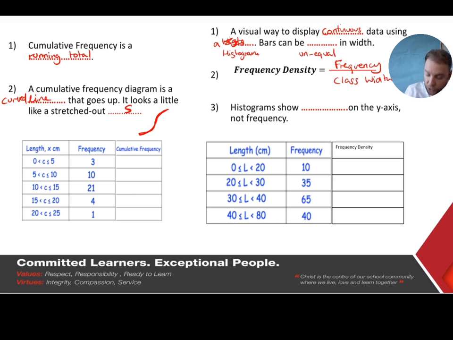And a histogram shows the frequency density here on the y-axis. Now that's really important. We'll come back to that in a little second. Now the reason I'm doing both of these at the same time is because they look very similar. If you look both at the start of these, they look so similar, but they're completely different.